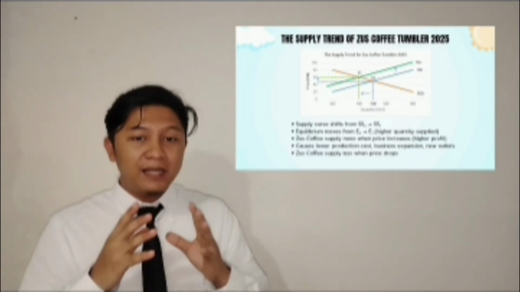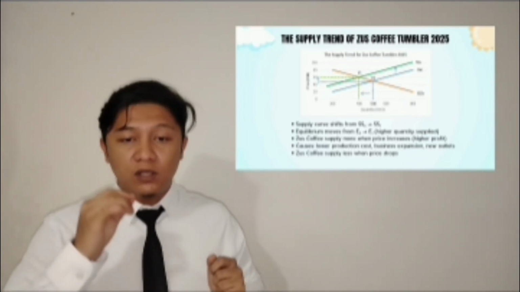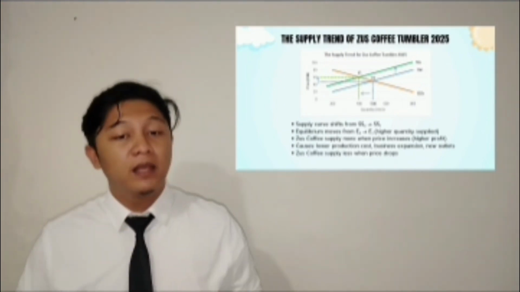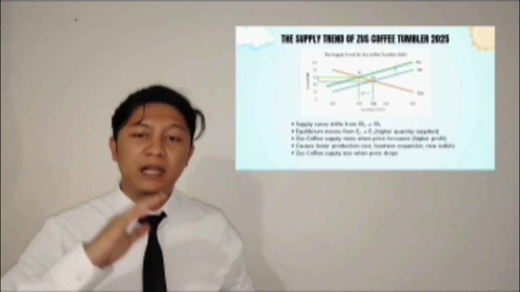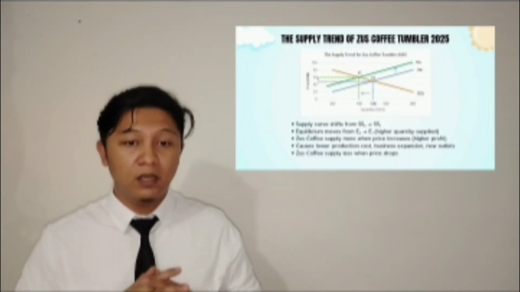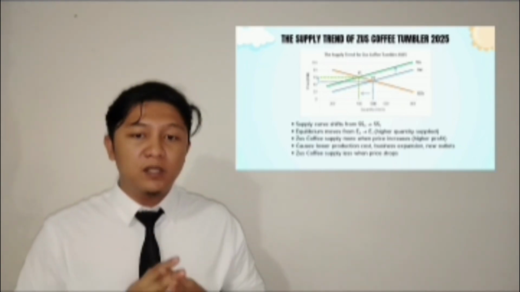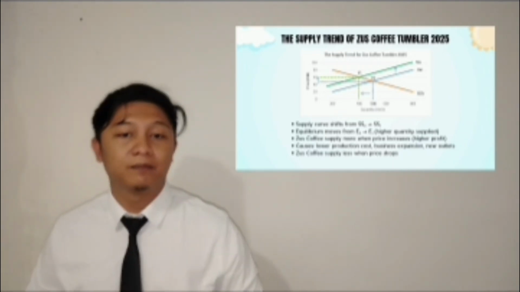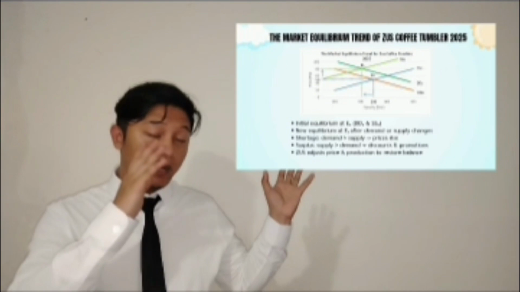When prices are high, producers are motivated to supply more because they can earn higher profits. However, if prices drop, they will reduce supply to avoid losses. This shows how firms respond to price changes by adjusting their production levels. Now, the third diagram shows the market equilibrium.